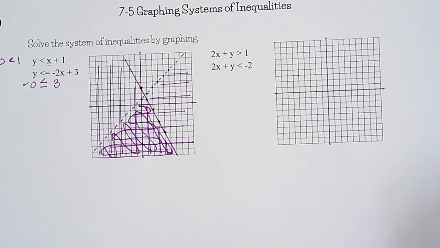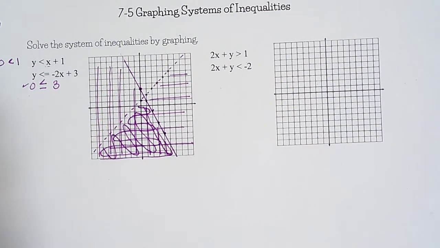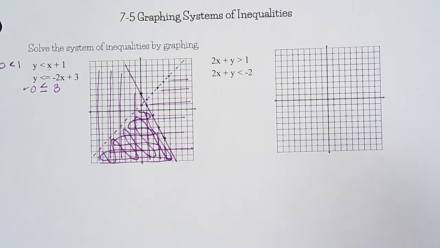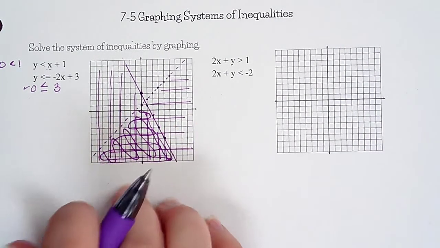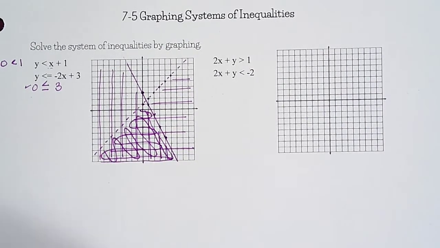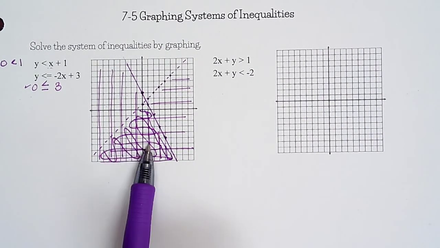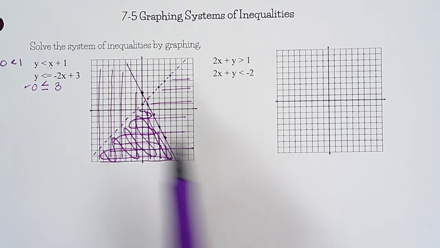So this is the first method. The second method is a little bit less messy in my opinion, and I prefer it. However, if this method works for you, the only thing that I ask is that you make sure I know which section is darker than the others. If I can't tell, I will be unable to grade it and I will mark it wrong.